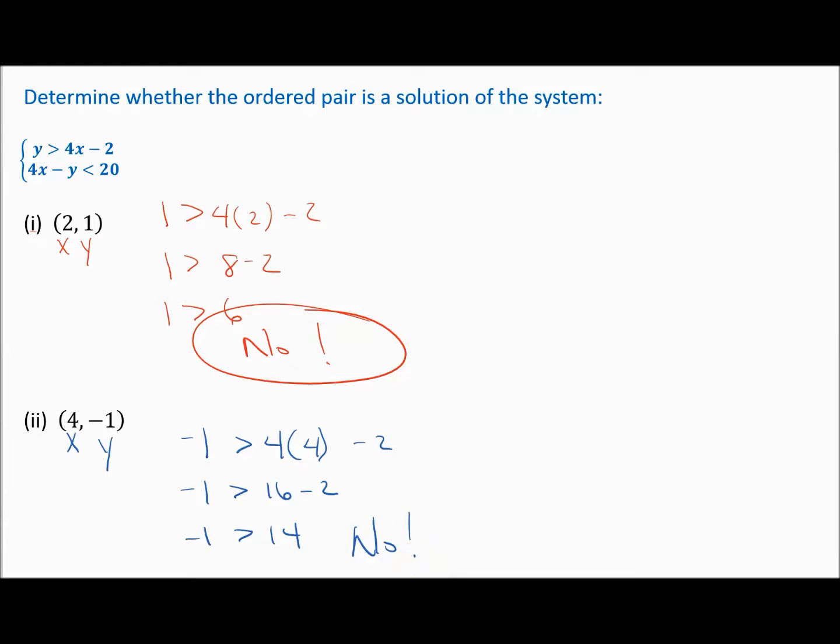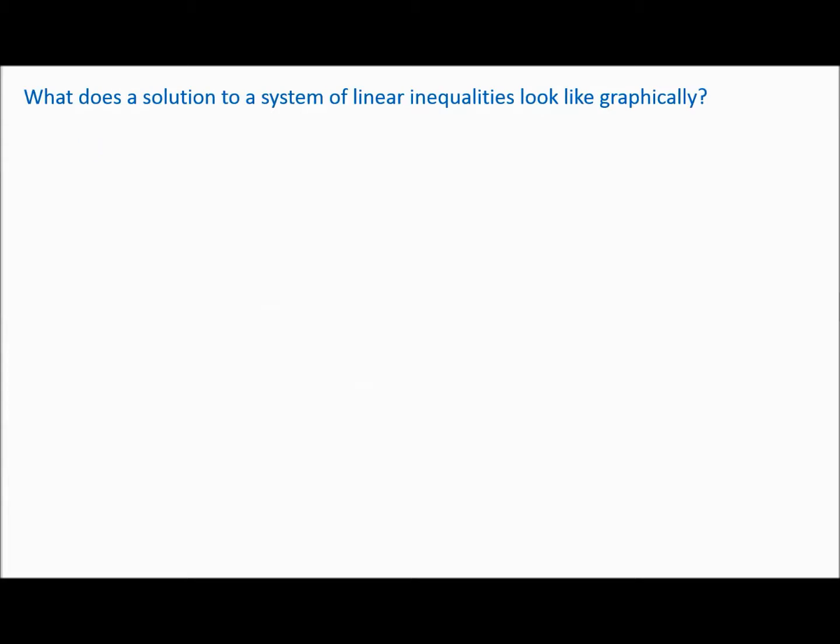I thought for sure out of those two examples, by the way, I often get these out of the book, that at least one of those would be true, but both of these points failed the first time, and I checked it again just to be sure, and yeah, it's not true. So that means neither of these points is a solution to that system. So that comes to the question that I hinted at a minute ago. What does a solution to a system of linear inequalities look like graphically?